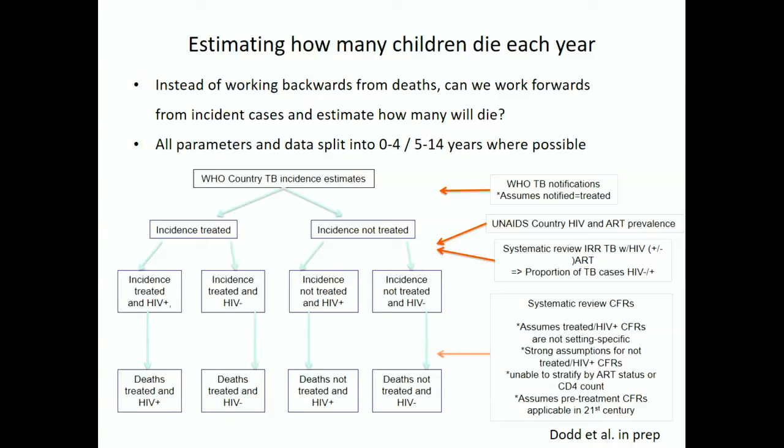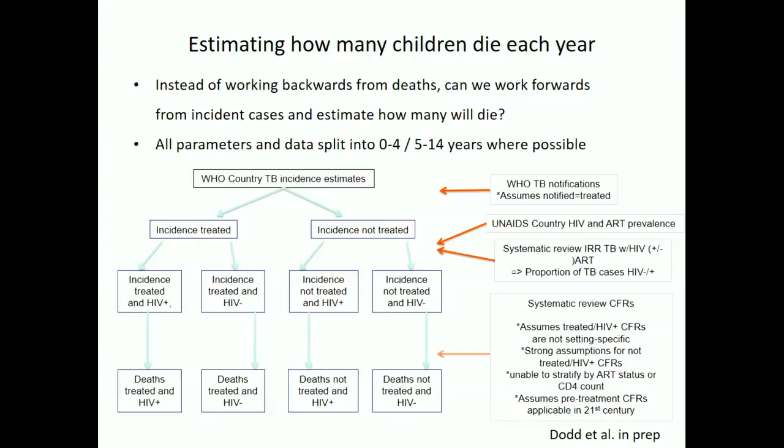Yes, there could be children who are not being notified and are maybe being treated in the private sector. So we're currently doing some sensitivity analyses on this. We then use UNAIDS country HIV and ART prevalence data and data from a systematic review that Pete did, looking at incidence rate ratios for TB for people with and without HIV, to be able to split these into those that we think are HIV positive and those which are HIV negative. Then we apply our case fatality ratios to estimate how many of those children actually die in each of these groups. So again, we have to make various assumptions.